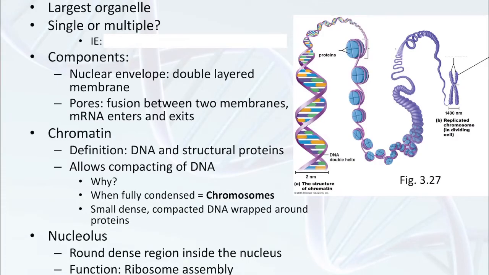Okay, let's talk about the nucleus. Nucleus is by far the largest organelle in the body. Most cells have a single nucleus, but then there's some that have more than one nuclei. Okay, some examples of those are skeletal muscle cells, a type of cell in the bone called an osteoclast. We'll talk about those more later in the bone section.